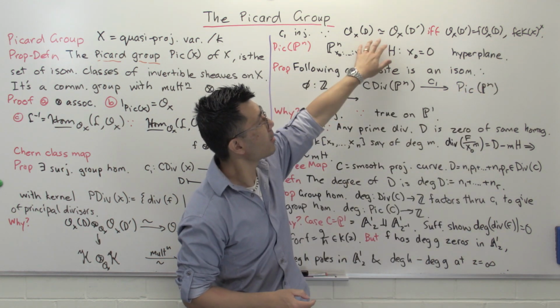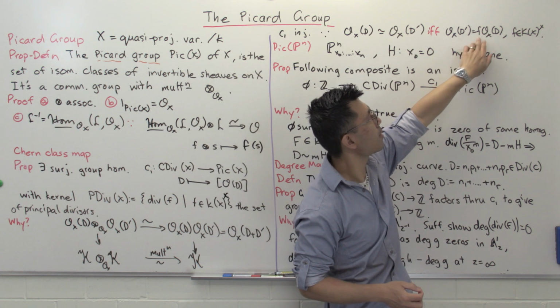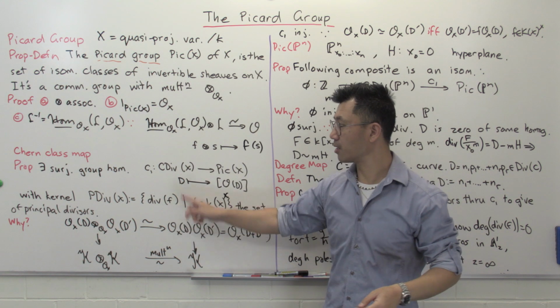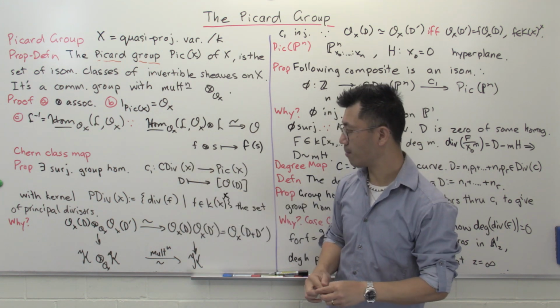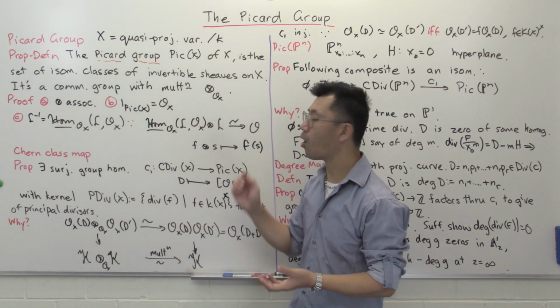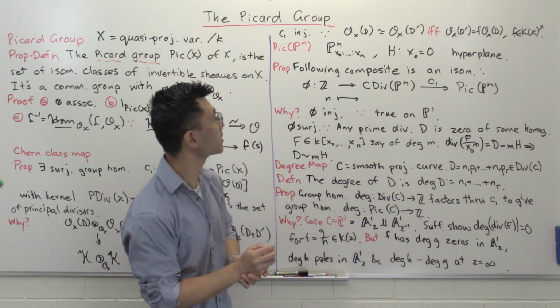Okay, and so that means that if you think about that, what does that mean? So that means that they differ by the divisor of f. So that's precisely when that happens. Okay, so that's rather nice. Now we have some way of looking at the Picard group of X.